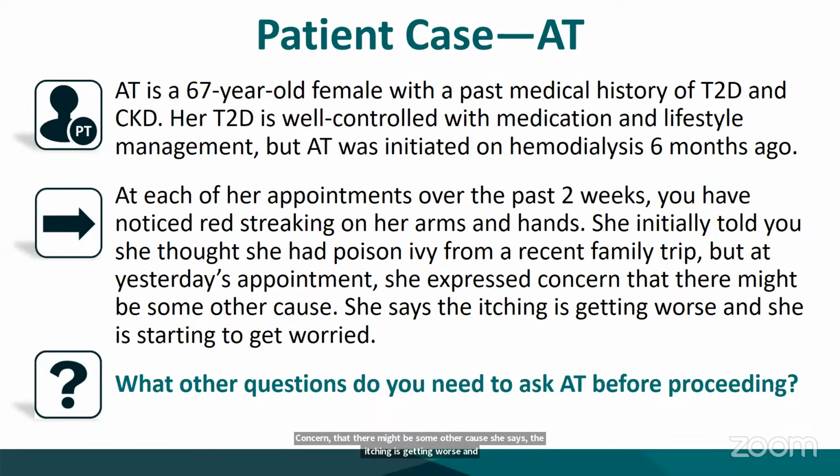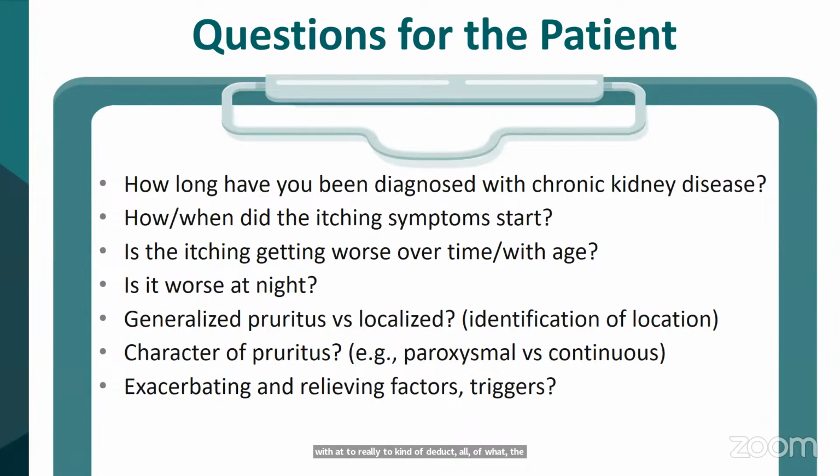So what other questions would you need to ask AT before proceeding? Again, thinking about how to stimulate conversation with AT to deduce what the cause of this pruritus could potentially be. Some of the questions could be, first of all, understanding how long she's been diagnosed with chronic kidney disease. Some people are diagnosed and rapidly progress to CKD stage 5. Some people can sit in stage 4, stage 5 for years and years and years. So understanding what her vintage to chronic kidney disease is, and renal replacement therapy.